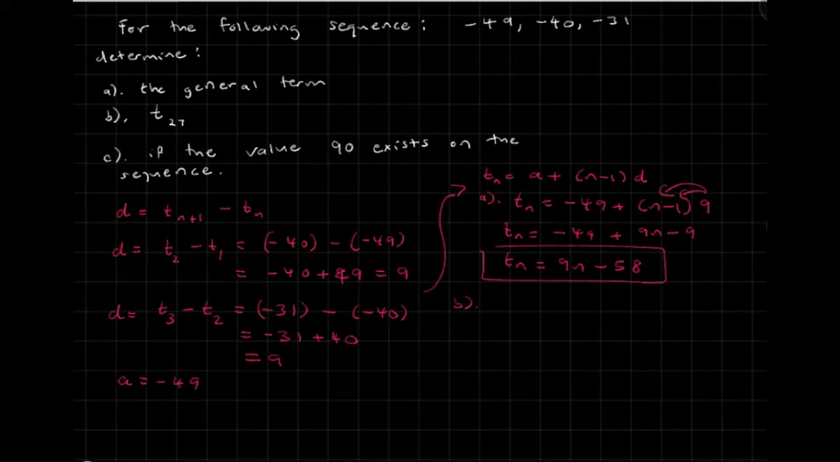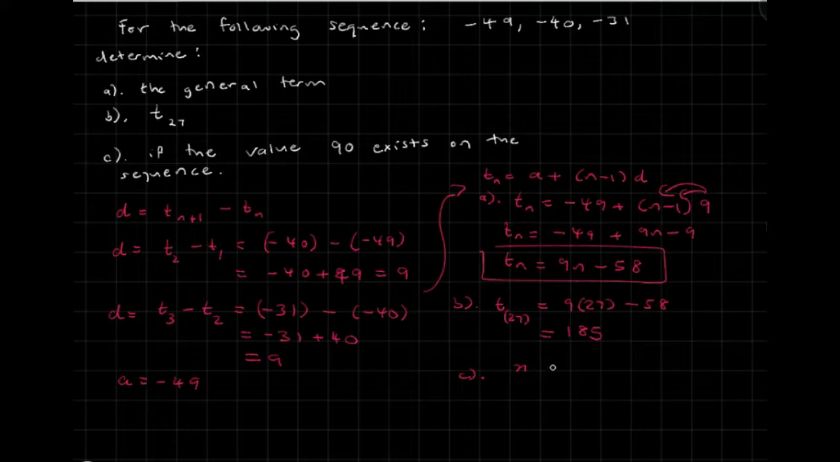Part B is asking us to find the 27th term, so all I have to do is plug n equal to 27 into my general term, and this is going to give me 185. And then for part C, we want to see if the value 90 exists in the sequence.